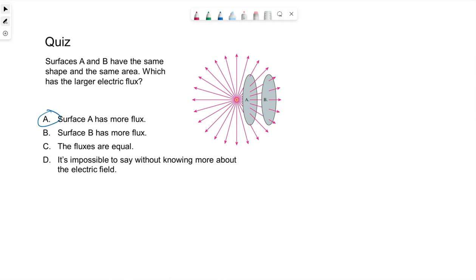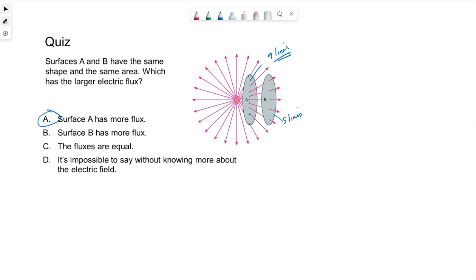So the correct answer here is A. There's a couple of ways to look at this. One, since flux is the flow of electric field lines and they've given us a picture, we can flat out count the number of lines passing through. So A has 1, 2, 3, 4, 5, 6, 7, 8, 9 lines passing through. B has 1, 2, 3, 4, 5 lines passing through. The surface area A has more lines passing through it.